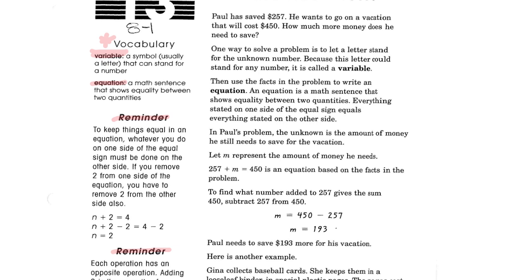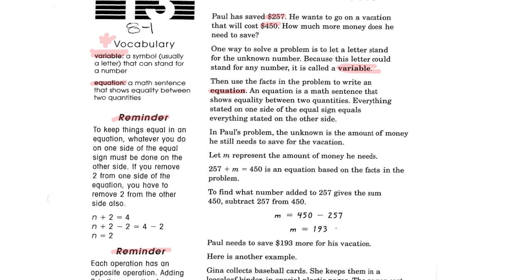So here we go. Paul has saved $257. He wants to go on a vacation that will cost $450. How much more money does he need to save? Now, we could probably figure this out in a much simpler way, but we're going to work on writing equations. One way to solve is to let a letter stand for the unknown number. Because this letter should stand for a number, it is called a variable. Then use the facts in the problem to write an equation.